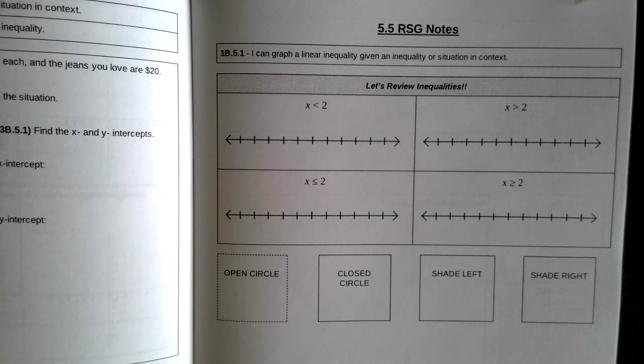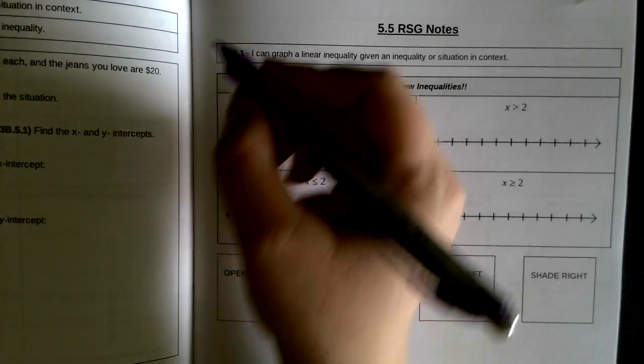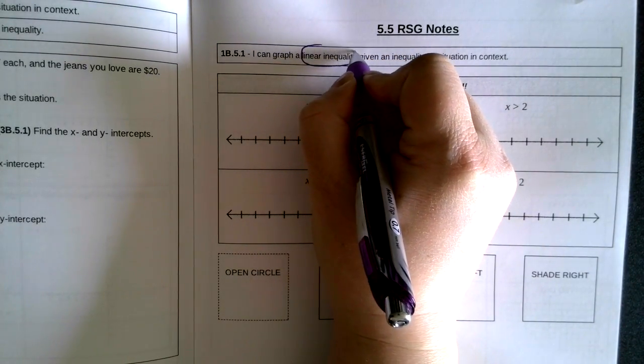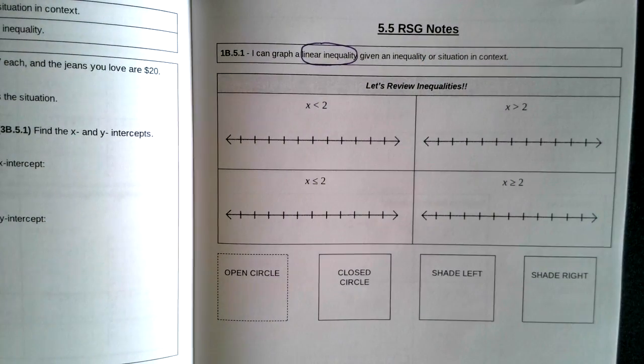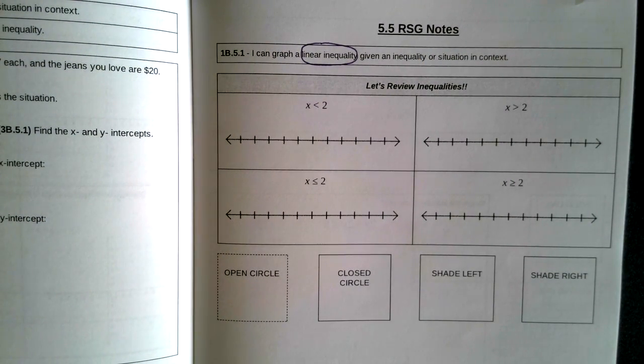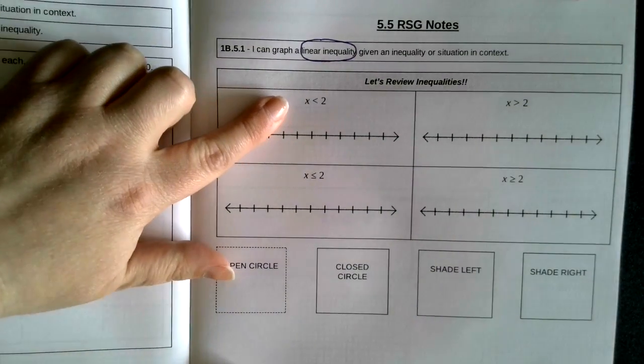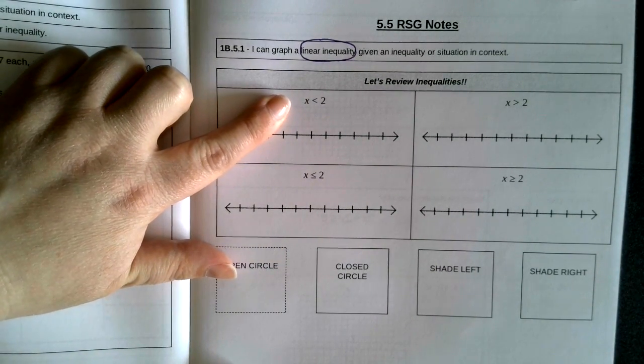So if you take a look at our learning target for today, it says I can graph a linear inequality given an inequality or situation in context. So the new thing that we're going to be talking about here is exactly what a linear inequality is. In order to do that though, we're going to do a quick review of the inequalities that we did in Module 4. So if we look here, we've got x is less than 2.